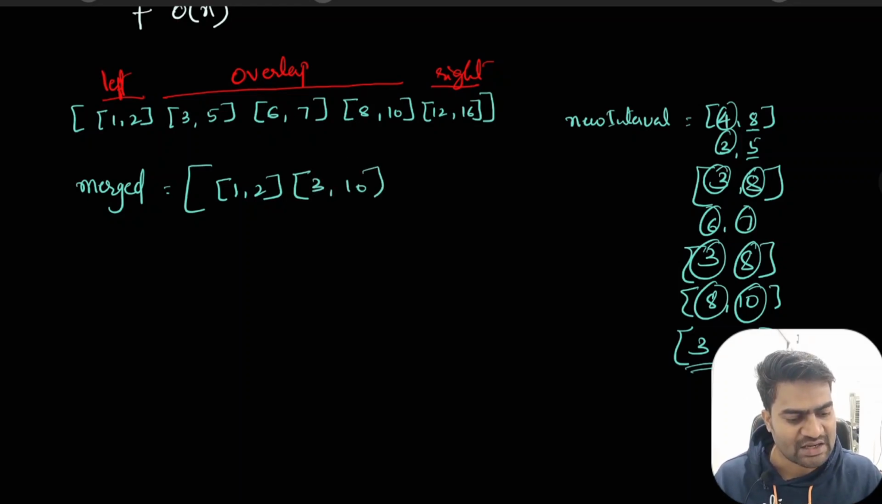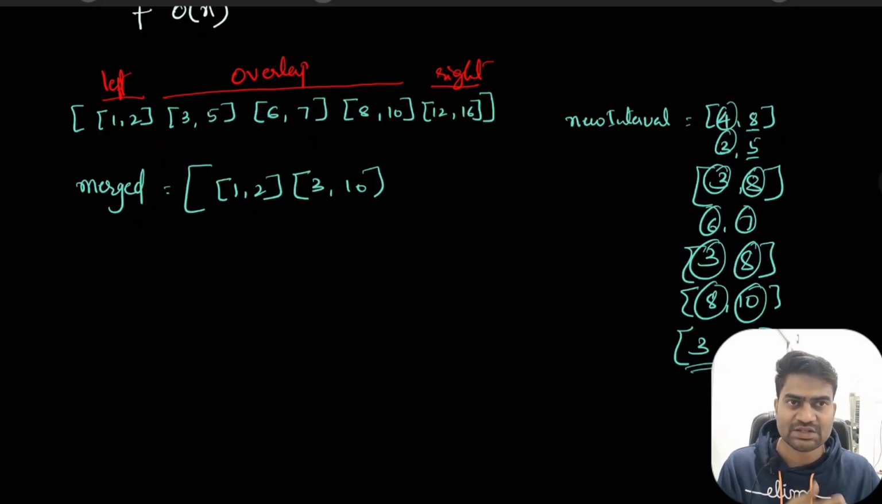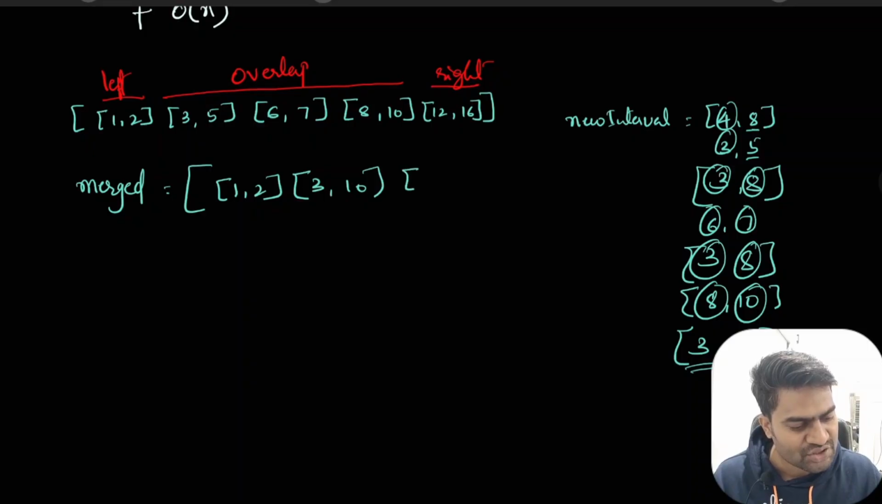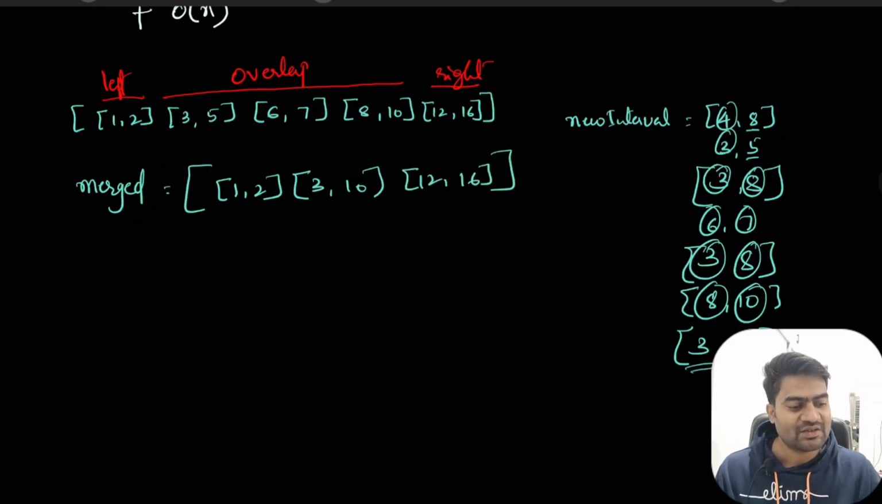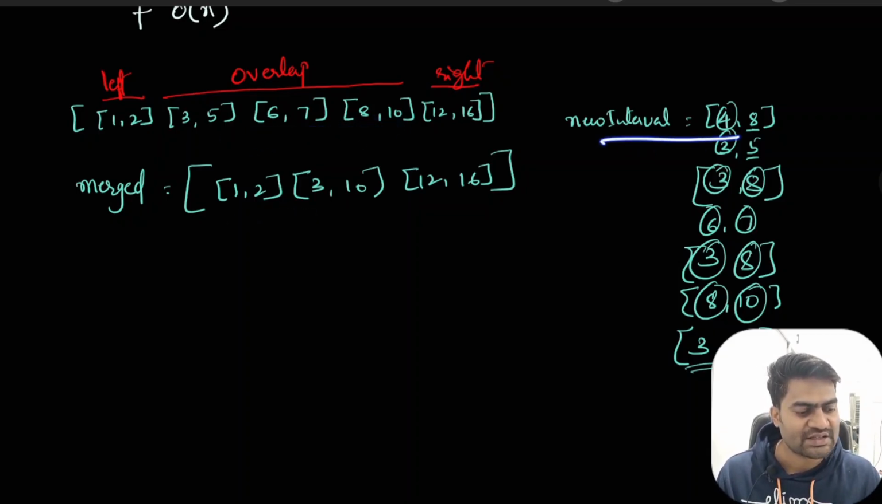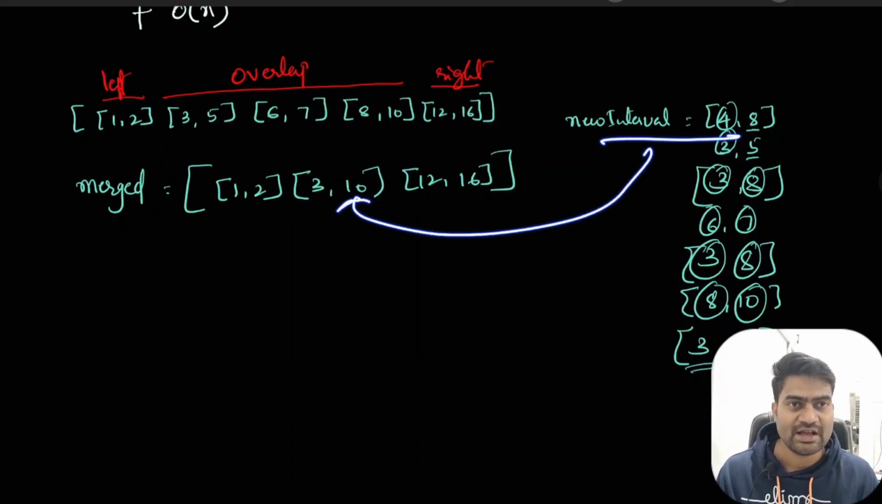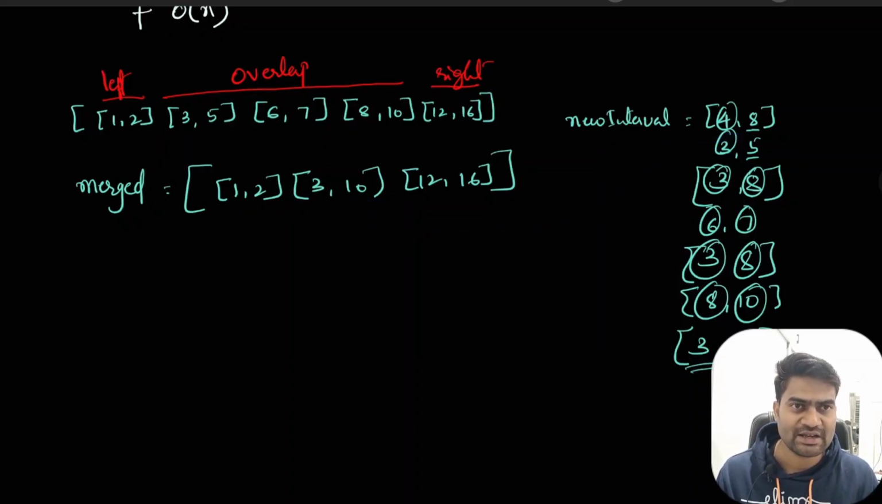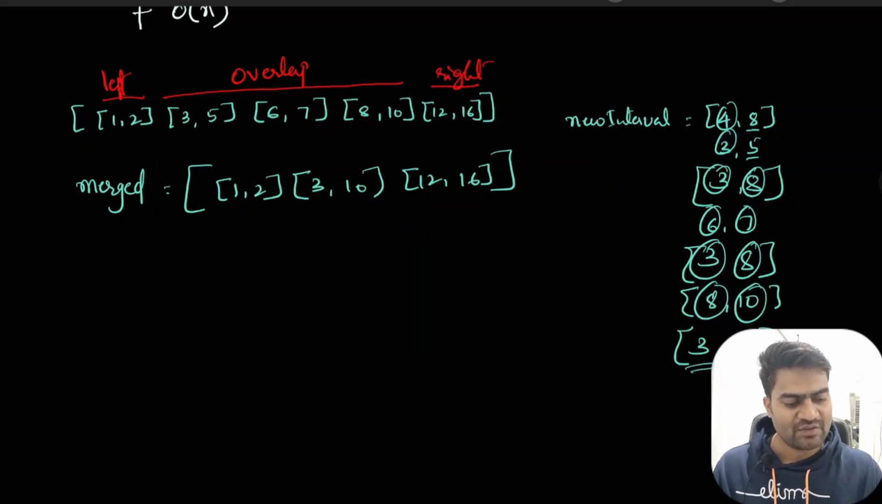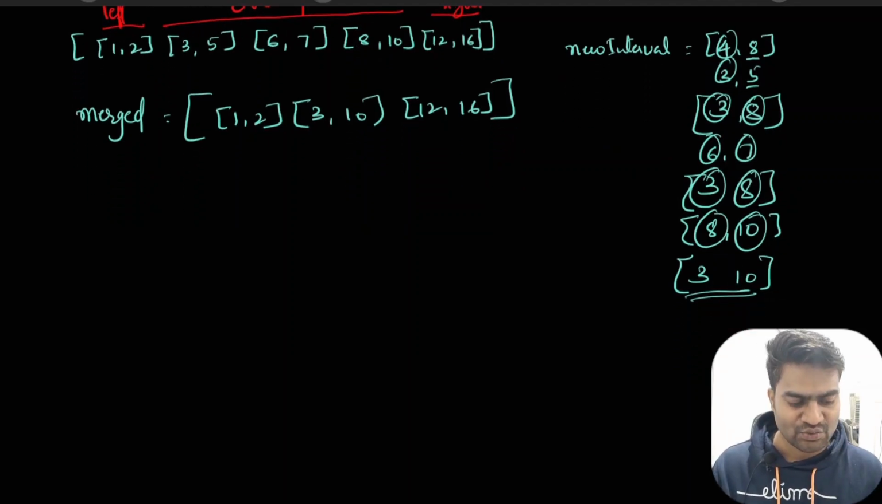Then the next part: whatever remaining values are there. If there are remaining values, we will push them. If not, we will not. So I will push the remaining values. Now if you see, with only one iteration, we were able to merge this new interval into our given interval. Okay. So with that, let us look into the pseudocode.